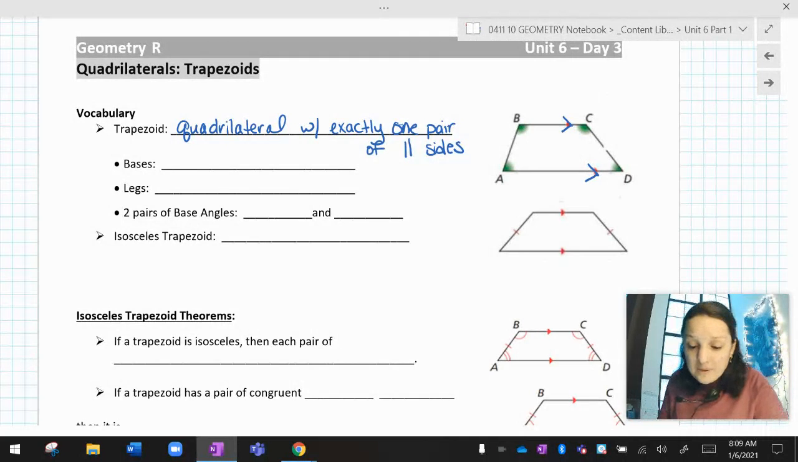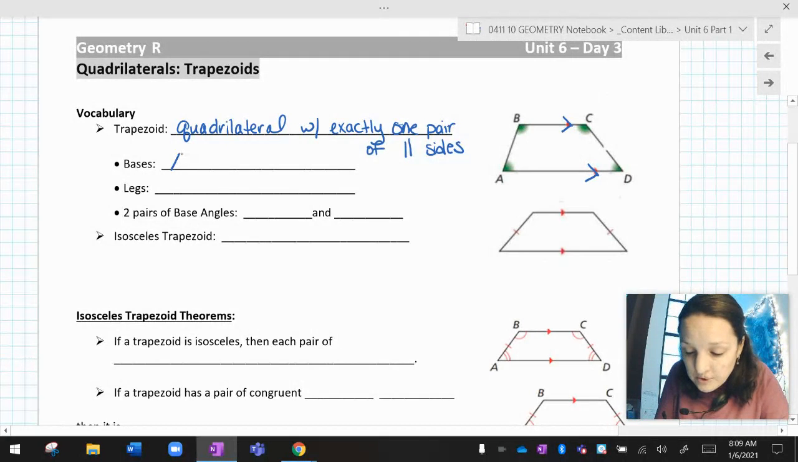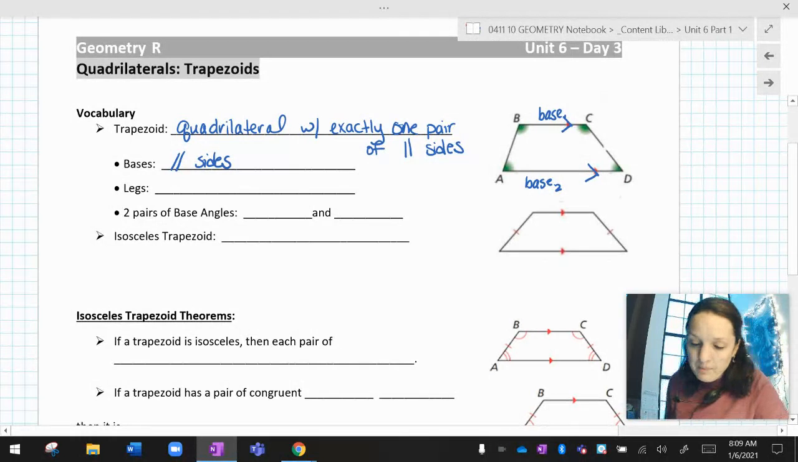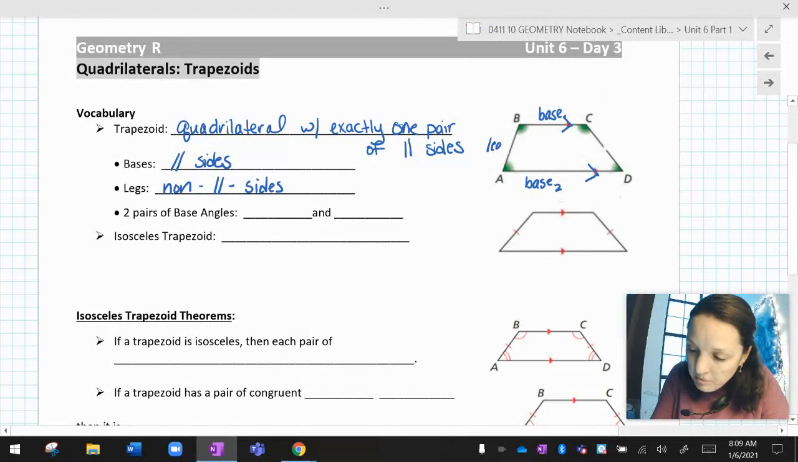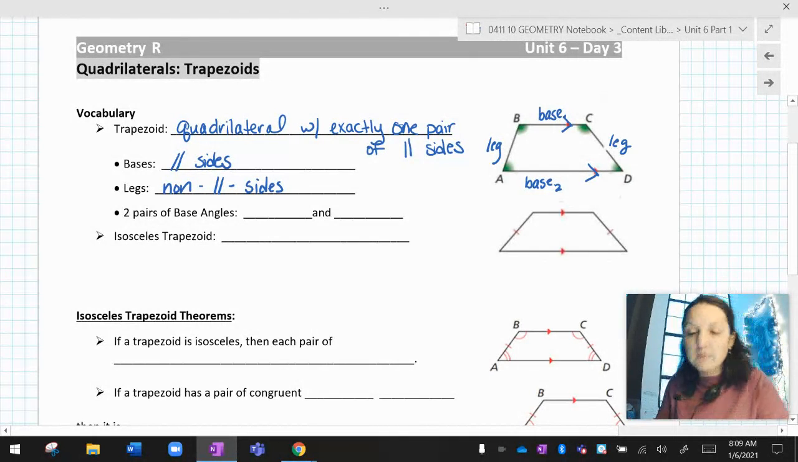Now, the things that are parallel are called the bases. So the parallel sides are your bases. So this is technically a base up here. We'll call that base 1. And this would be base 2. And the legs are the non-parallel sides. So this would be a leg, and that would be a leg.